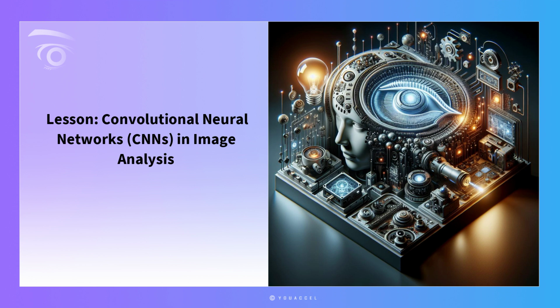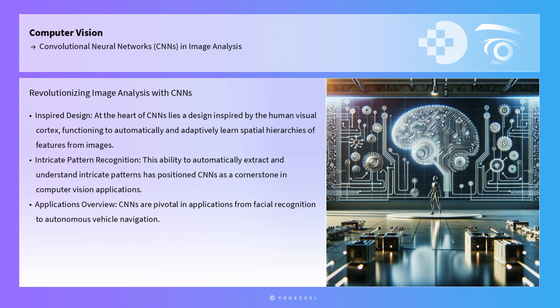Lesson: Convolutional Neural Networks, CNNs, in Image Analysis. Convolutional neural networks have revolutionized the field of image analysis, offering efficient and effective approaches to tackle complex computer vision tasks. At the heart of CNNs lies a design inspired by the human visual cortex, functioning to automatically and adaptively learn spatial hierarchies of features from images.